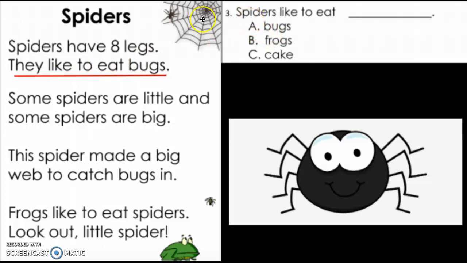So right here it says spiders. How do I know that this "they" means spiders? Because I see the sentence before it says spiders have 8 legs. They like to eat bugs. So I know that this sentence up here was talking about spiders. So this next one where it uses that word "they" is also talking about spiders. So you're just going to circle bugs.